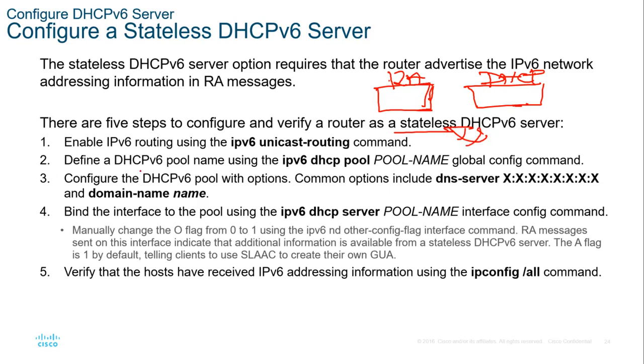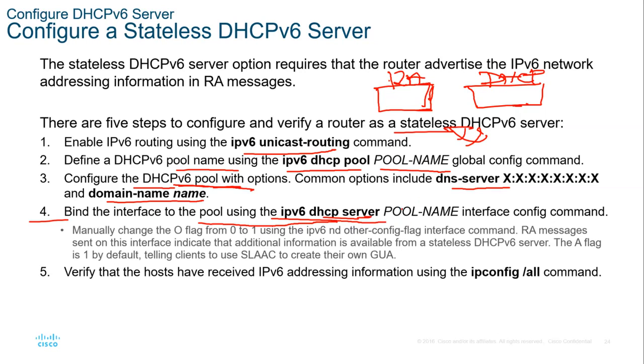So there are 5 steps. Step 1, you enable IPv6 routing using ipv6 unicast-routing. Step number 2, you define the pool by using ipv6 dhcp pool. Step number 3, you configure the DHCP pool with options. Now we have the DNS server, you state the DNS server and the domain name. Then step number 5, you bind the interface to the pool with ipv6 dhcp server. So you have to attach the pool that you've created to an interface.